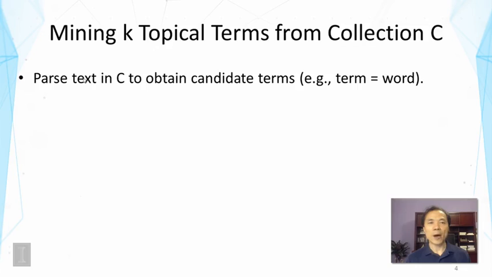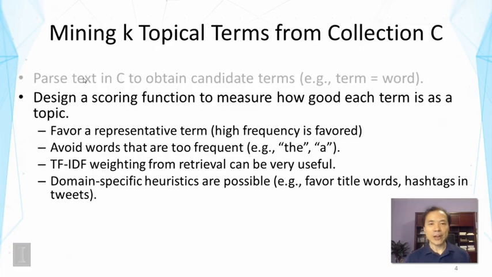So first, we're going to parse the text data in the collection to obtain candidate terms. Here, candidate terms can be words or phrases. Let's say the simplest solution is to just take each word as a term. These words then become candidate topics. Then we're going to design a scoring function to measure how good each term is as a topic. So how can we design such a function?